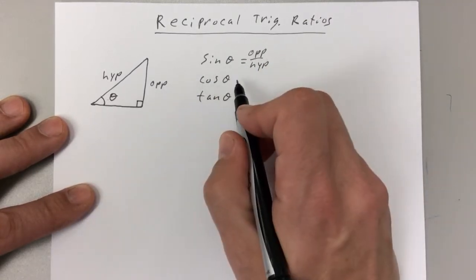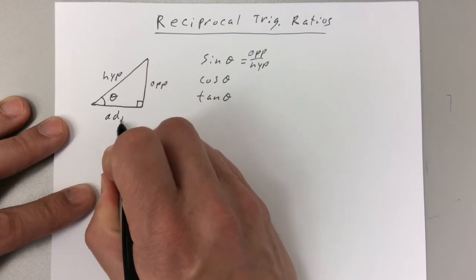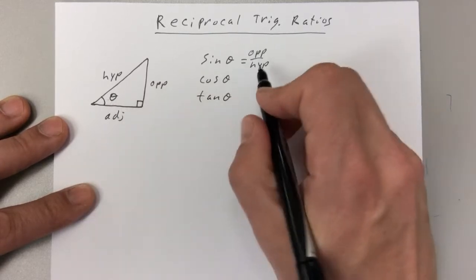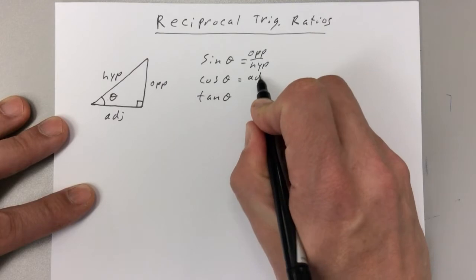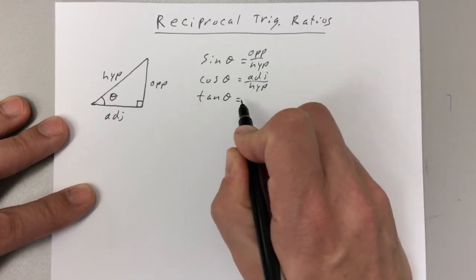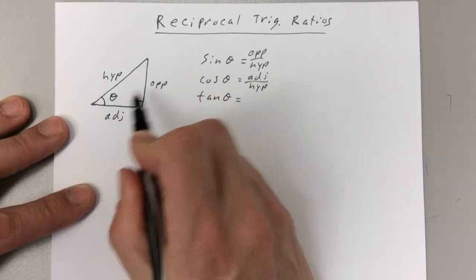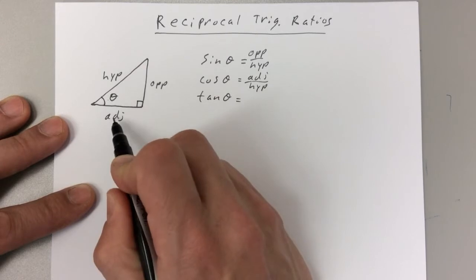For cosine theta, it's using the hypotenuse again, but it's the adjacent. So the side connected to the angle over the hypotenuse. And the tan is the other combination of the sides. So tan theta is the opposite to the angle over the adjacent.